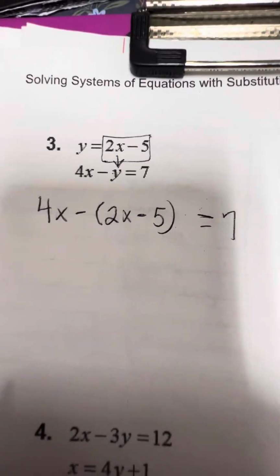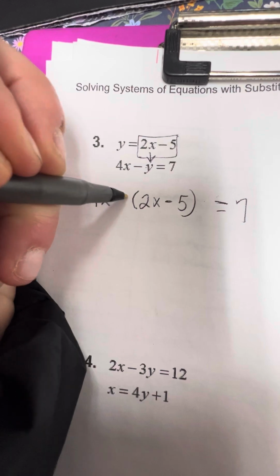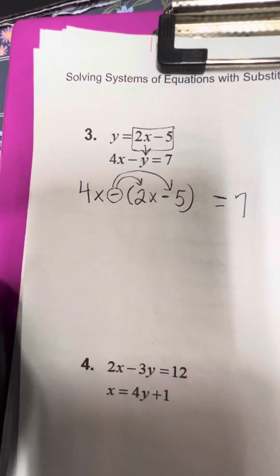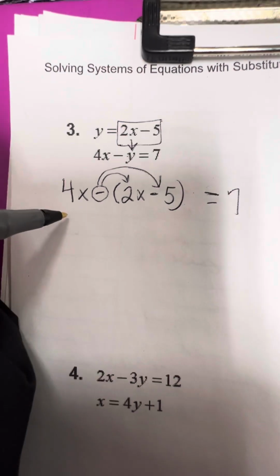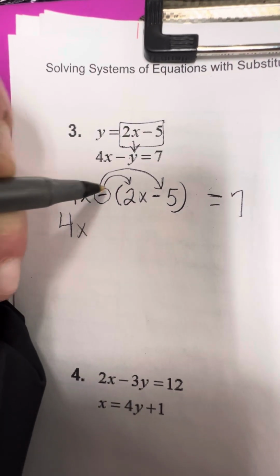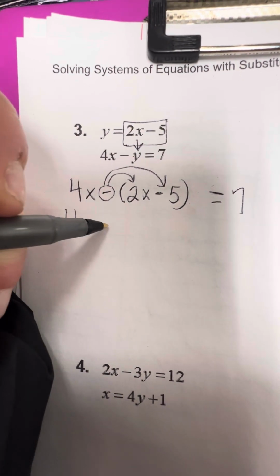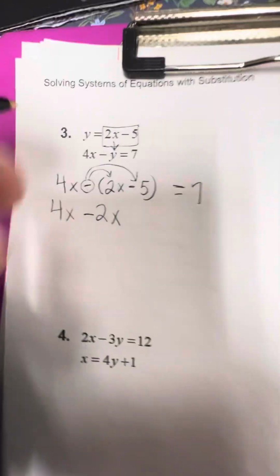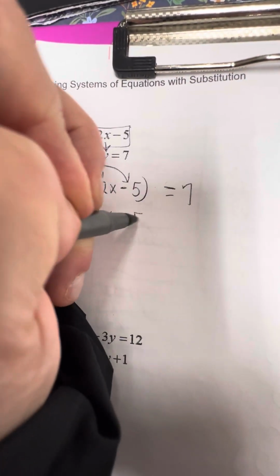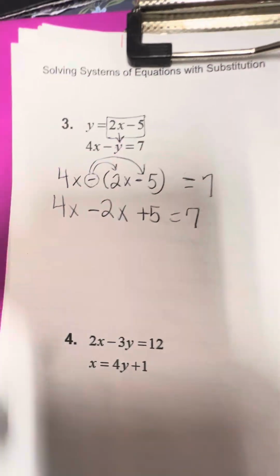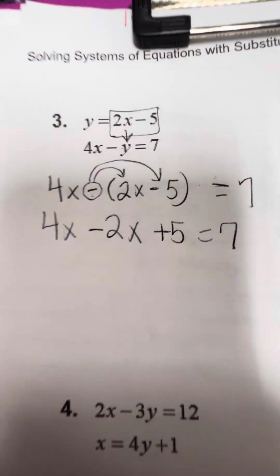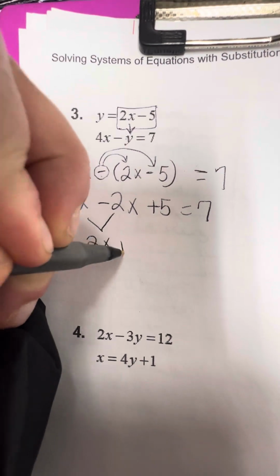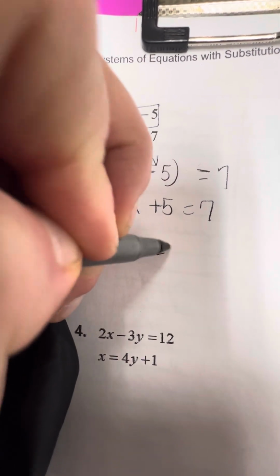So now that we have this, I do have this minus, which does apply to both items inside the parentheses. So we are going to distribute it to both items. So we've got 4x, and then this negative times 2x is going to be a negative 2x. The negative times the negative 5 is going to actually make that a plus 5. And then now we can start to simplify this a little bit more. 4x minus 2x gives me 2x plus the 5, which is equal to 7.